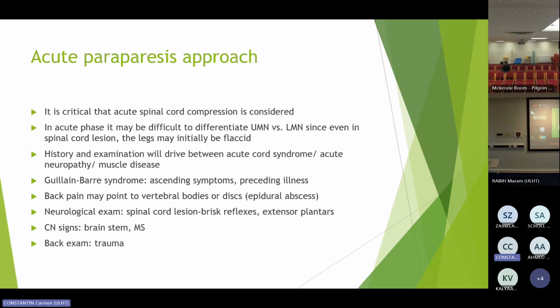History and examination are going to drive you between the acute cord syndrome, acute neuropathy, or peripheral muscle disease. Just to make sure, I wanted to send this message: in Guillain-Barré we have the ascending symptoms, as you know, with a preceding illness, so the infection, which could be presented with diarrhea or viral respiratory infection. Back pain may point to the vertebral bodies or discs. And yes, cranial nerve signs associated are going to point to the brainstem.